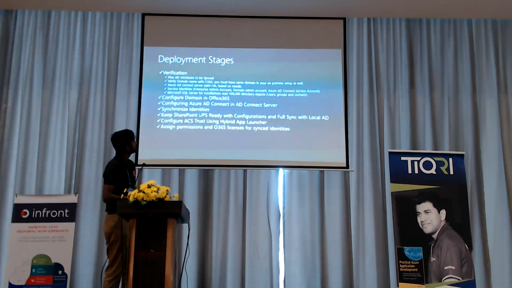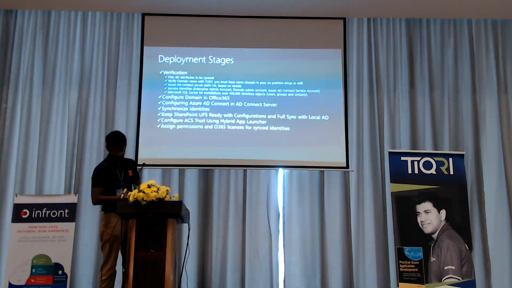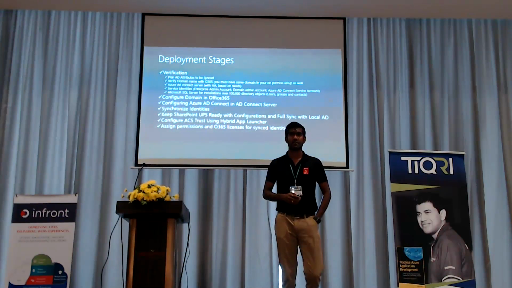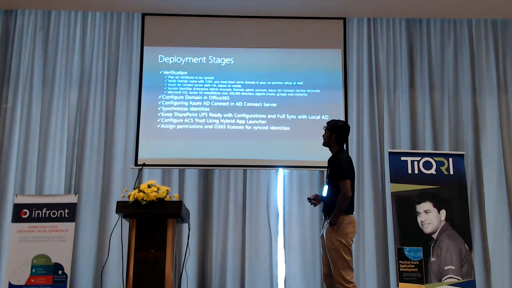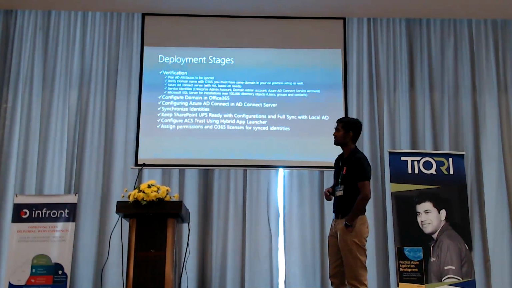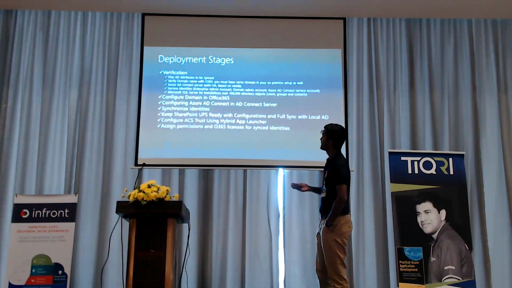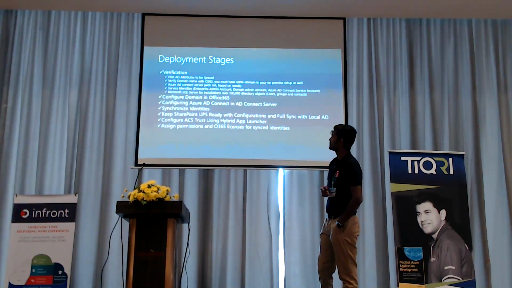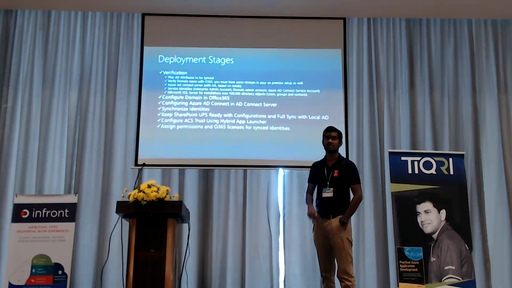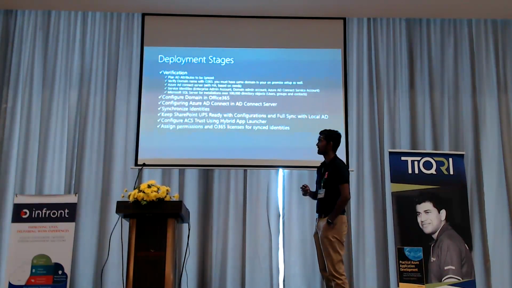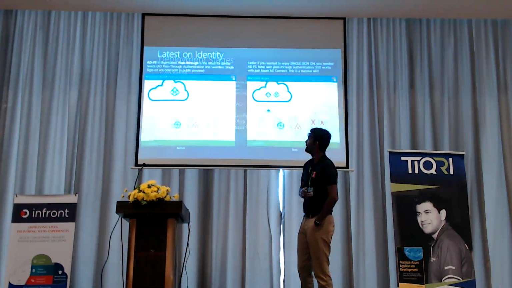So what we have here are the deployment stages. Basically, you have to verify everything. First of all, identity: how you want to synchronize your identities, and then configure a domain for Office 365. That's mandatory. You have to have a valid domain, and also configure AD Connect to synchronize identities. Keep your connectivity ready, because for synchronization, connectivity is important. That application has to be running healthy. All the users have to be synchronized. These are the stages for deployment.